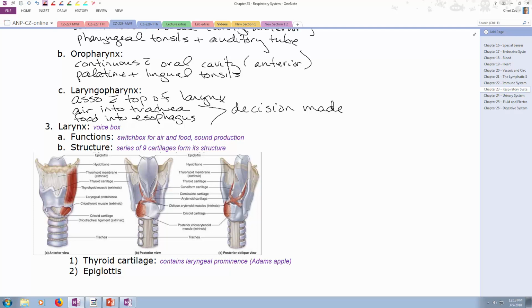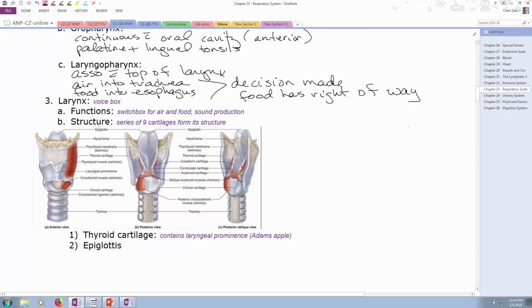If you have food, you stop breathing when you swallow, correct? When you're swallowing food, you will actually temporarily not do any sort of breathing. Okay, so that's an important aspect. So food has the right of way. What happens when food gets in your airway? You start coughing automatically, and so you actually are trying to expel that at that time because it's not supposed to be there. We'll talk a little bit more about that cough reflex in just a moment.